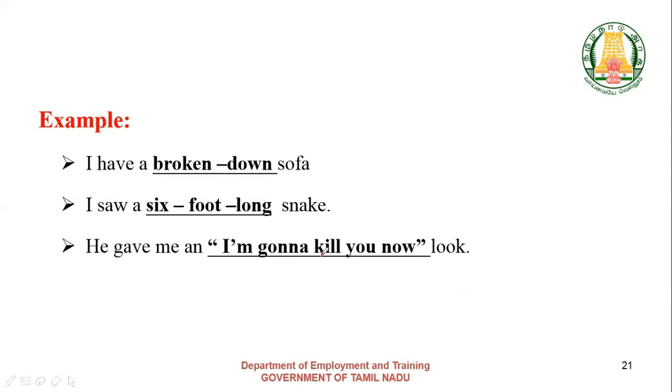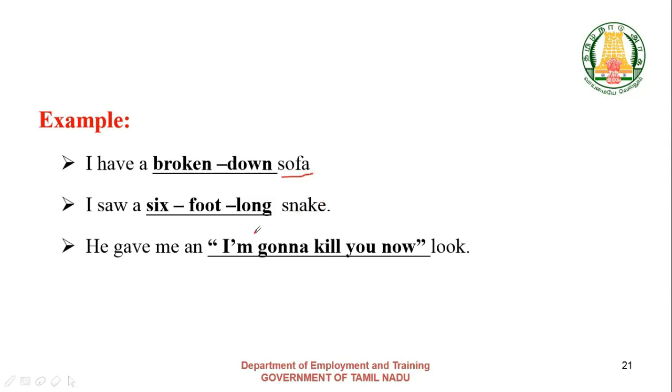Examples: I have a broken down sofa. In this context, broken down, you can see there are two words that come together as a new lexical unit. That is a new word unit. Broken is a word and down is another word. Both come together as a different word. In this sentence, sofa is a noun. Broken down is an adjective. So it is a compound adjective which describes the noun sofa.